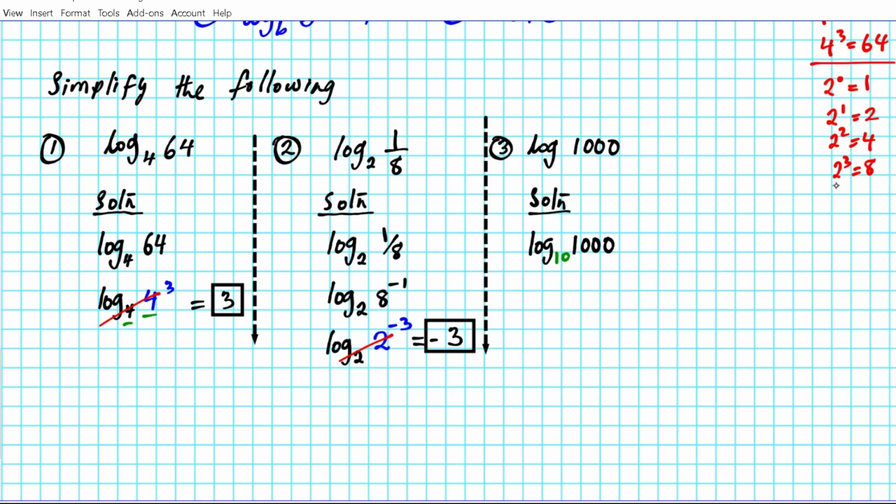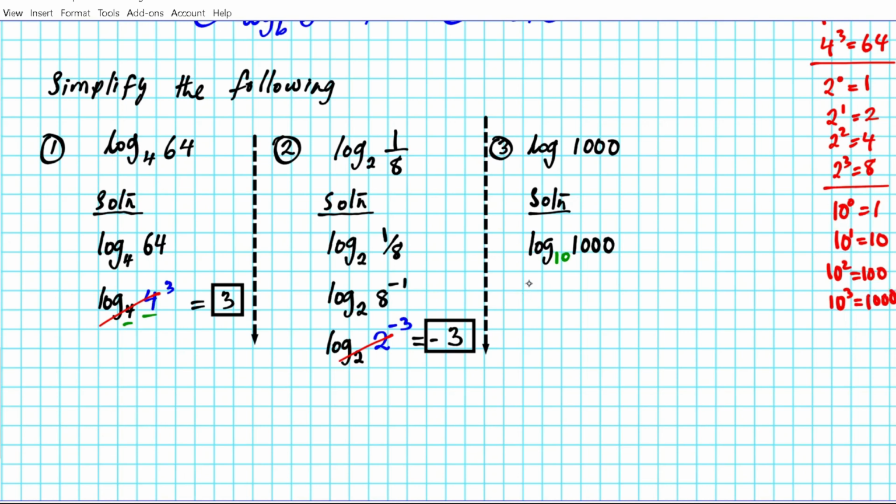Let's go ahead and work that out. 10 to the 0 is 1. 10 to the first power is 10. 10 squared is 10 times 10, which is 100. 10 to the third is 100 times 10, which is 1,000. That's exactly what we want.